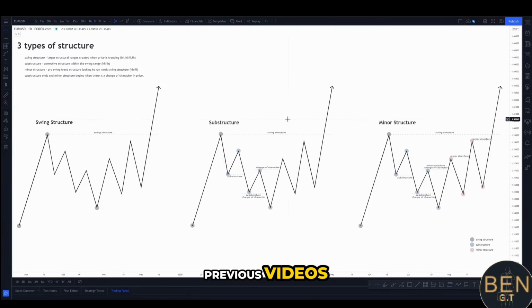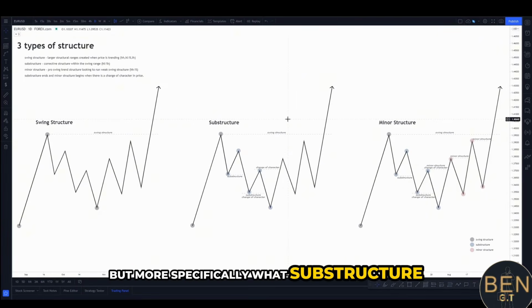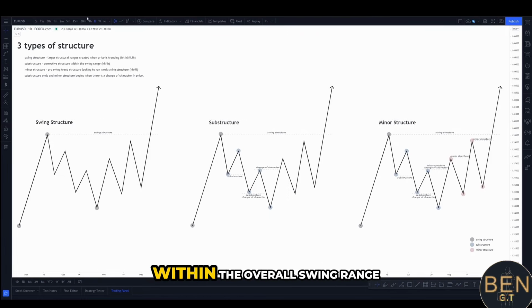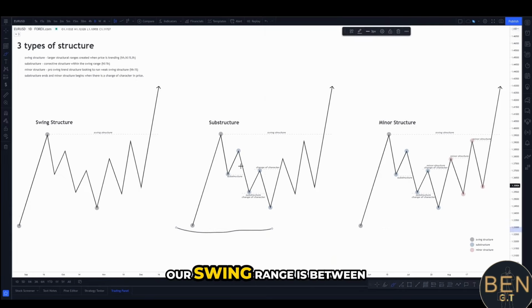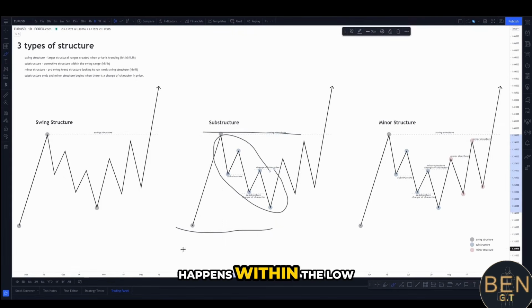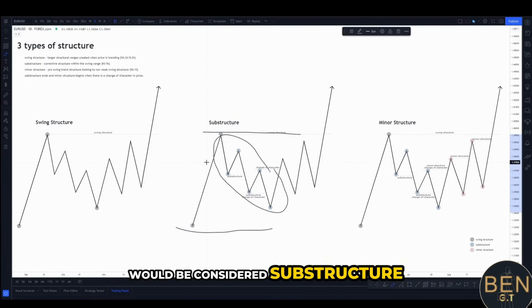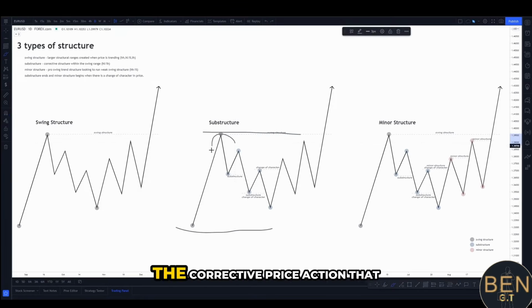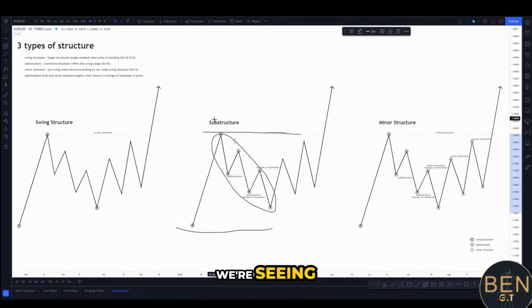Now we can move on to what substructure is. I had mentioned briefly what substructure was in the previous videos, but more specifically, substructure is the corrective structure within the overall swing range. So as we can see, our swing range is between this low and this high, and any price action that happens within the low and the high of the swing structure would be considered substructure. And more specifically, the corrective price action that we're seeing, the counter trend.